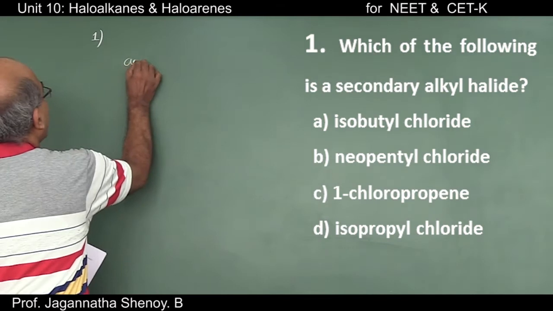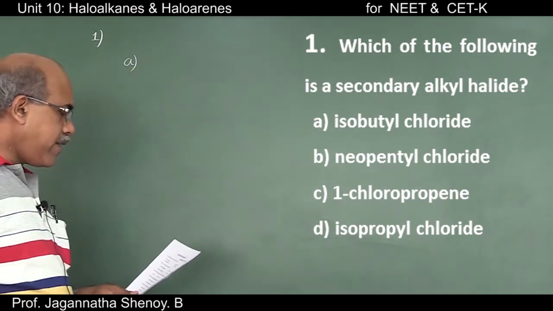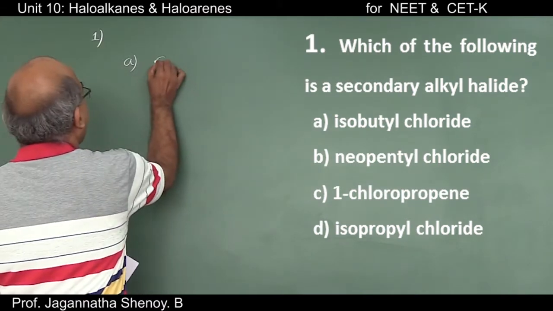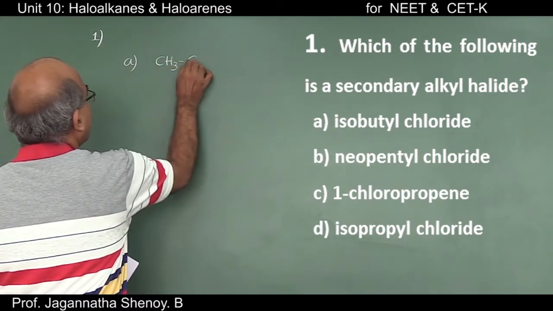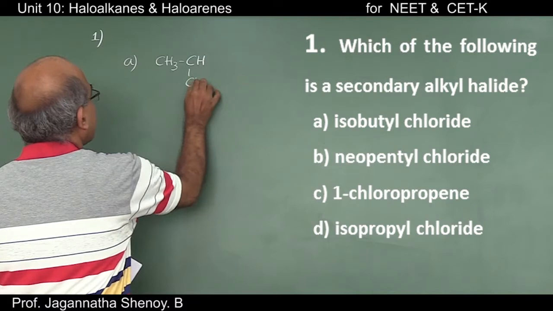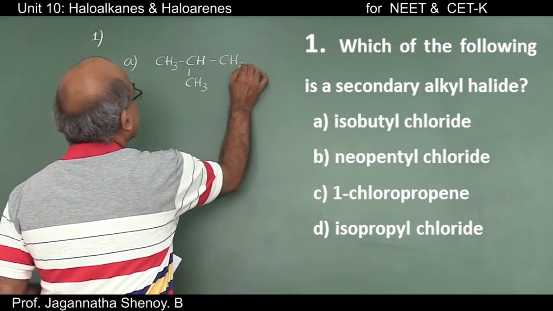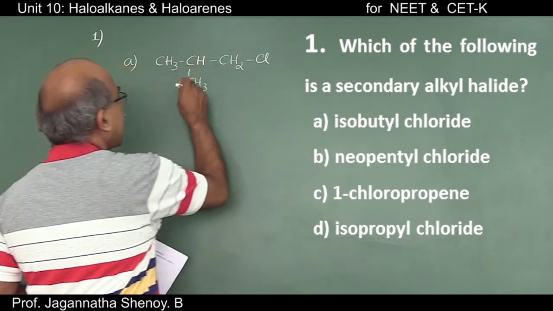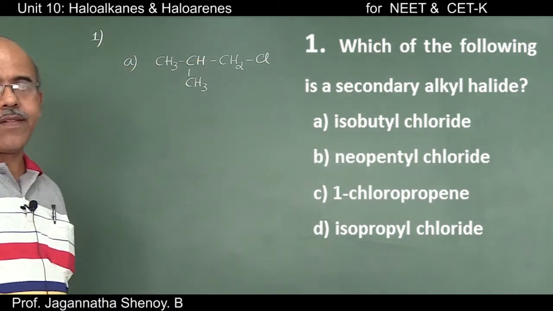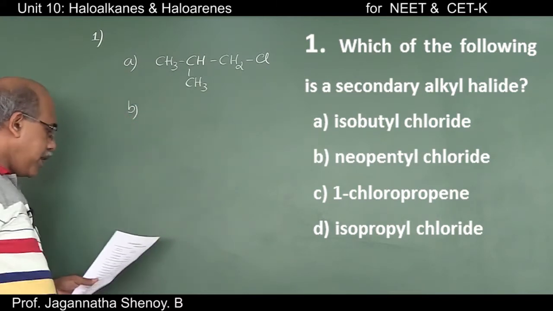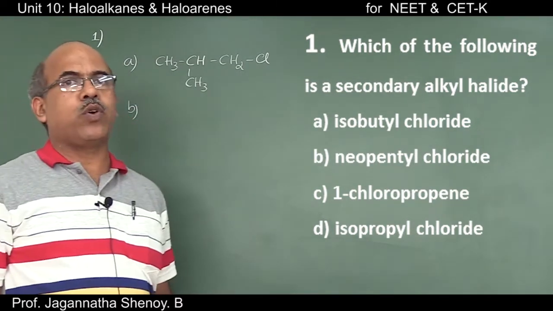Let's start with question number 1. Let us see what is option A. It is given as isobutyl chloride. So when you say isobutyl chloride, you know it is the chain isomer of N-butyl chloride. It is CH3, CH3, CH2Cl, isobutyl chloride. Let's move over to the second compound, neopentyl chloride.